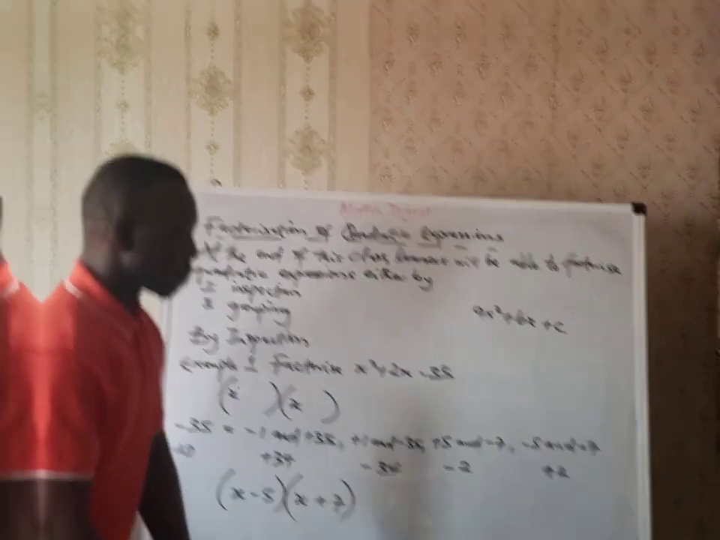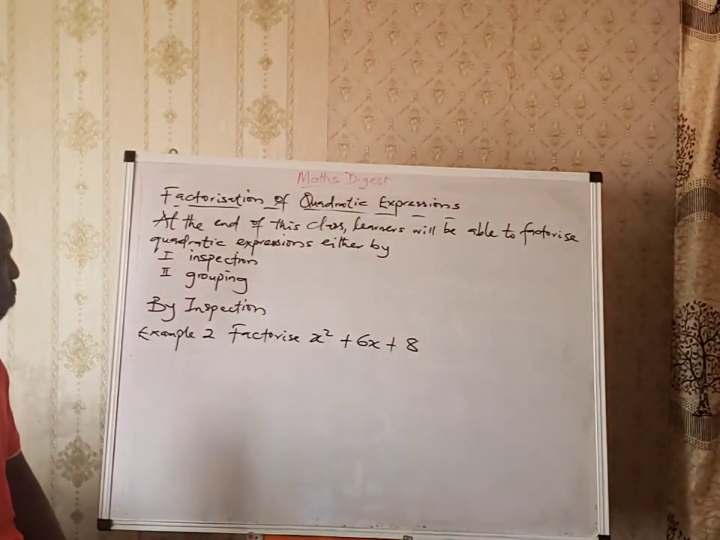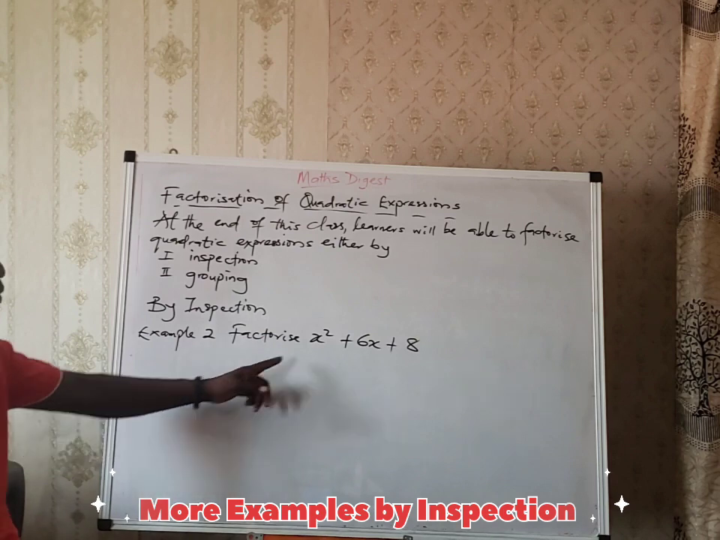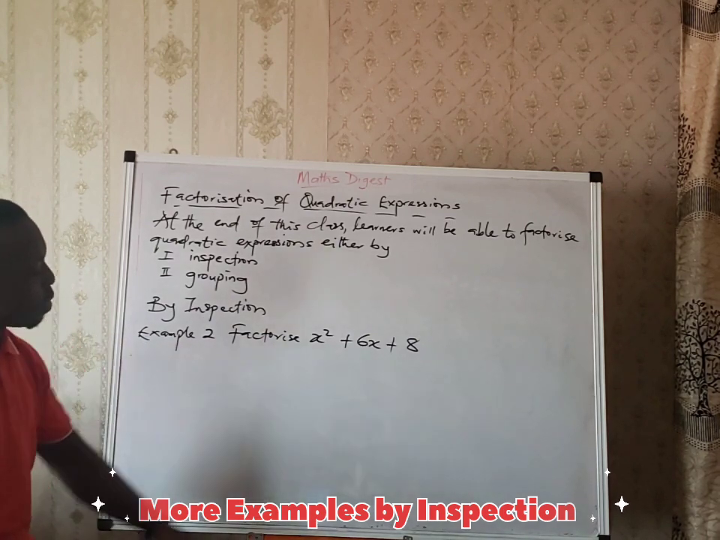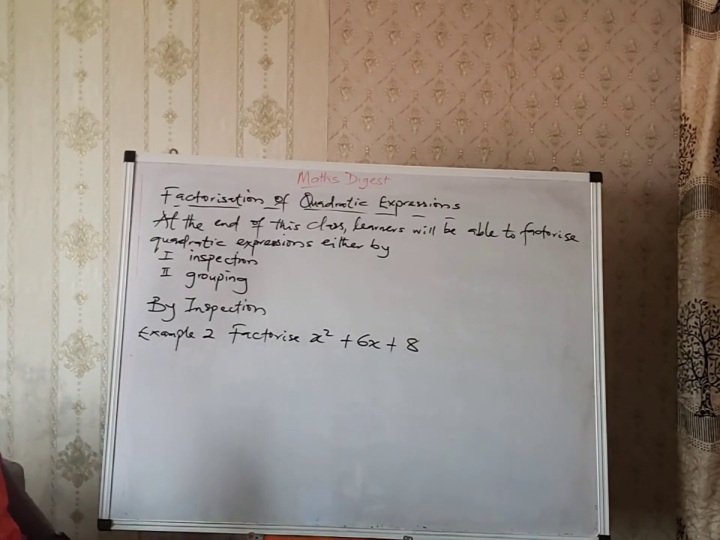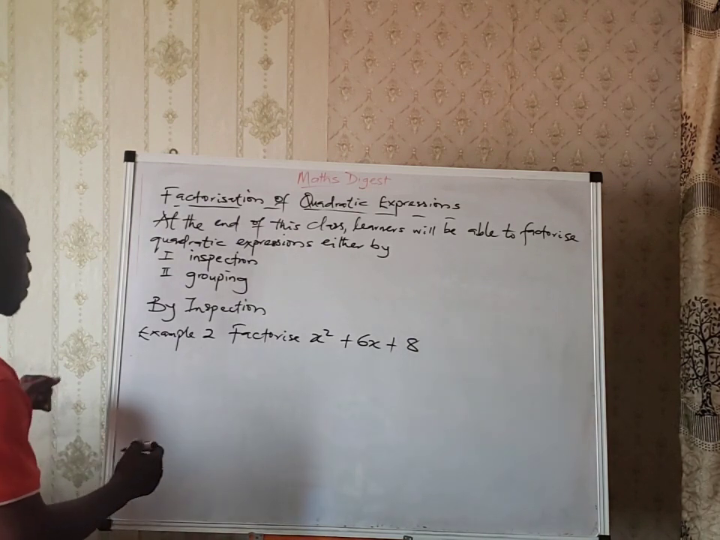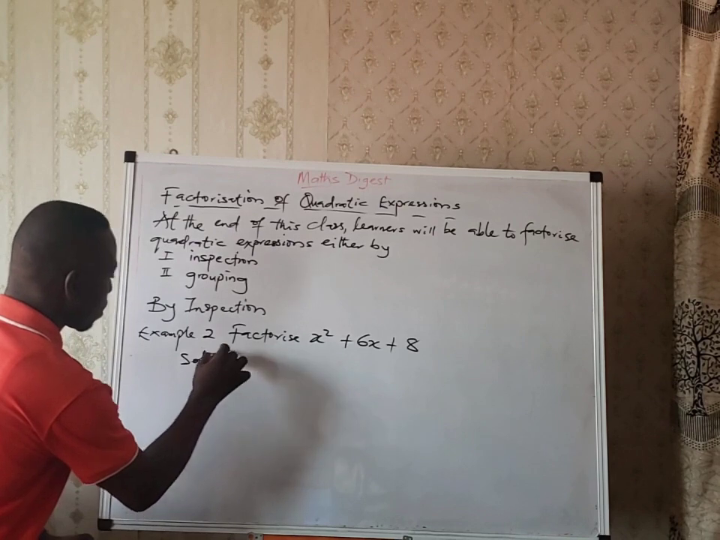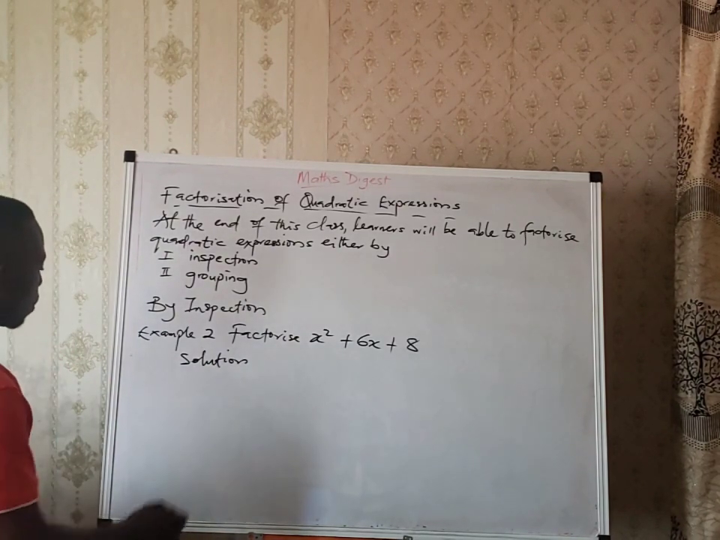All right. Okay, welcome back. Example 2, factorize x squared plus 6x plus 8. Now from here we remember the first one we solved. We look for what?